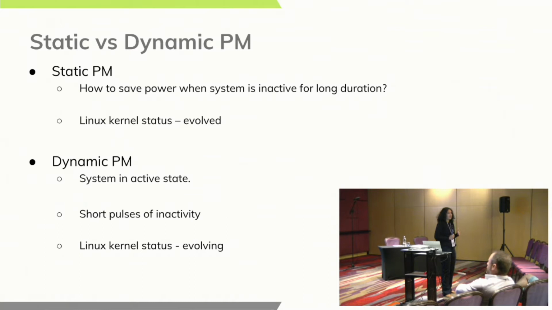On the other hand, there is dynamic power management, which deals with how to configure devices in the system when the system is in an active state, when there is some use case running, or when there are short pulses of inactivity between these use cases or tasks. The frameworks that deal with dynamic power management in the kernel are still evolving as systems and the complexities of SoCs evolve, and there is quite a lot of churn happening on some of these frameworks.